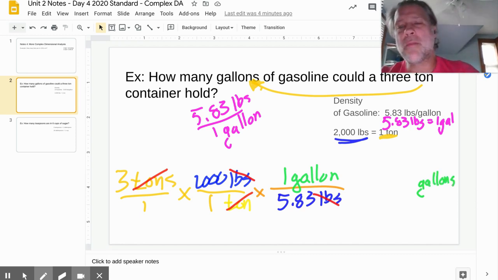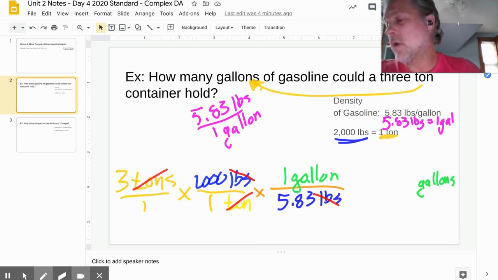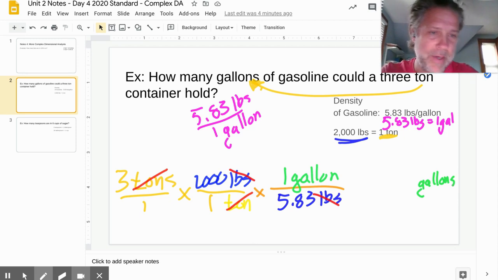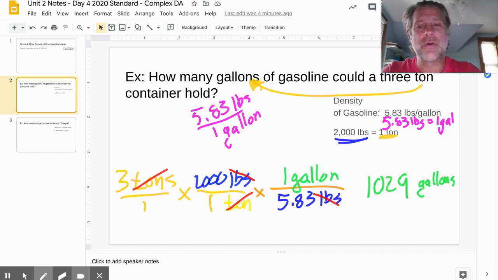And then I'm going to multiply straight across. So 3 times 2,000, which is 6,000. And I'm going to divide that by 5.83. And I'm going to get a value here of 1,029.15. But because we don't have any decimals in our given, I'm just going to write 1,029 gallons. So in a 3-ton container, you could store 1,029 gallons. And I think that seems reasonable, I suppose.